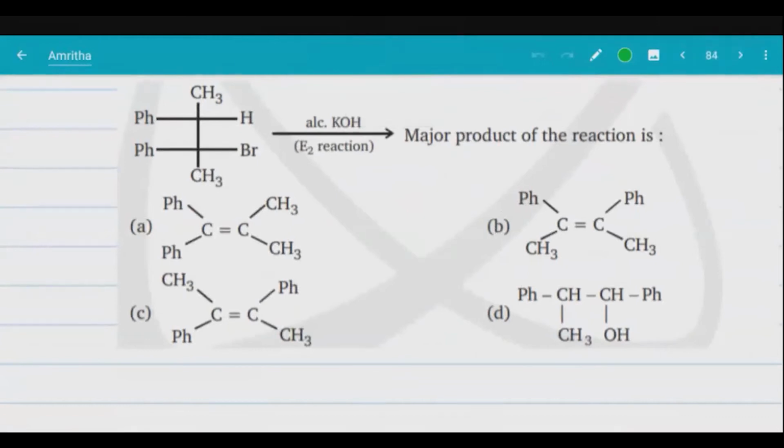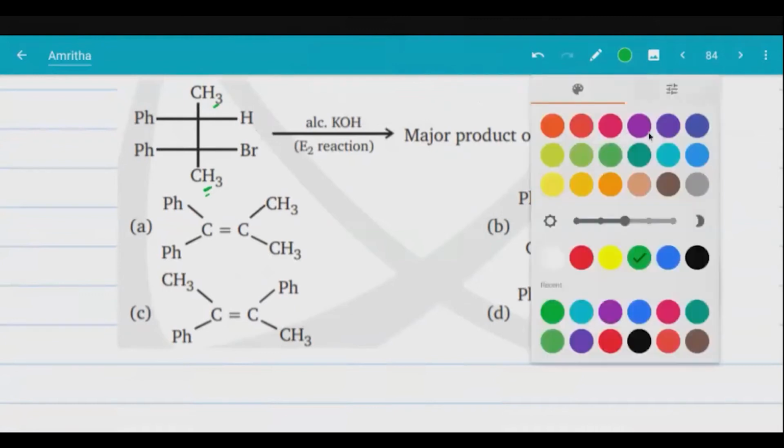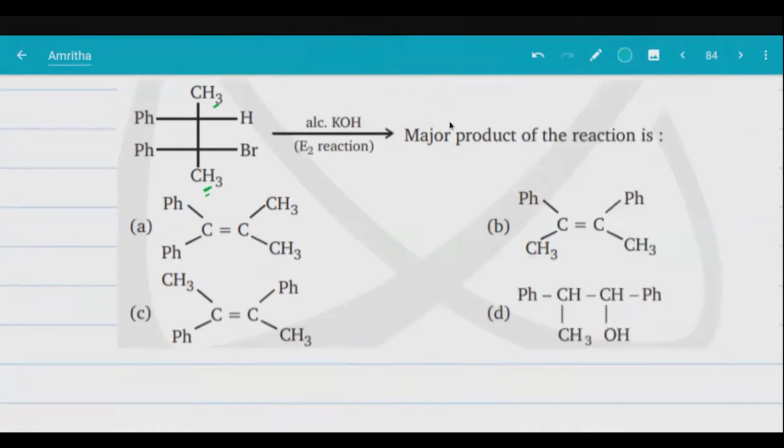How to solve this question? This is a Fischer projection, no? When you write horizontal lines and vertical lines, this is a Fischer projection. And whenever alcoholic KOH is given, this must be dehydrohalogenation. This is a trick.